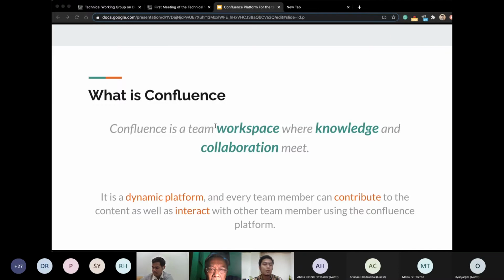Confluence is a dynamic platform, which means that the content can always be easily updated by everyone, by the team members especially. And it has a very easy and intuitive user interface that I believe will make it easy for everyone to contribute to the page. It is also a platform where everyone can contribute their ideas and knowledge so that the other team members can also see the new ideas that team members are suggesting.